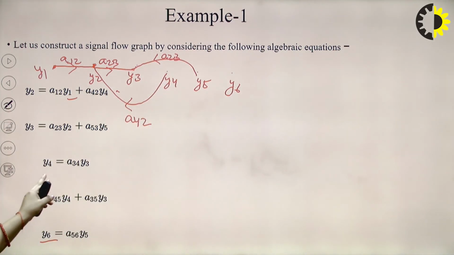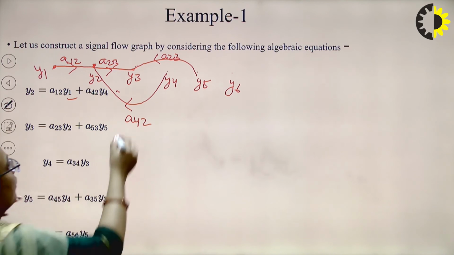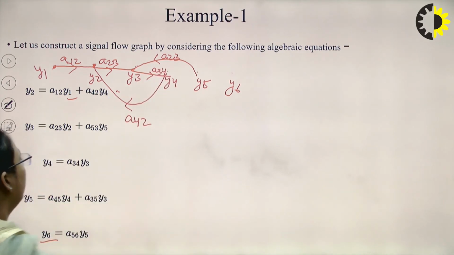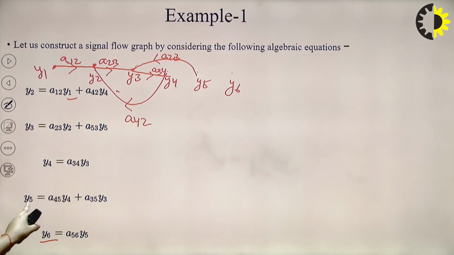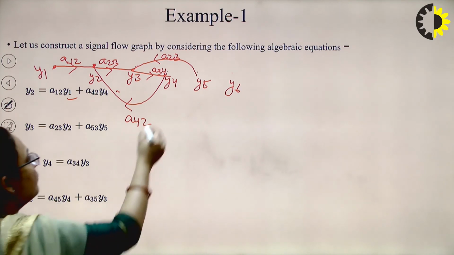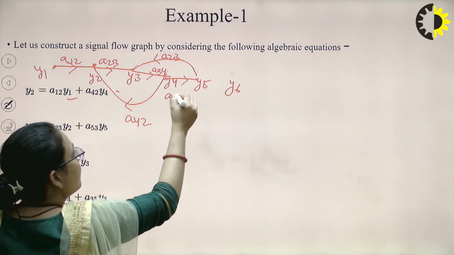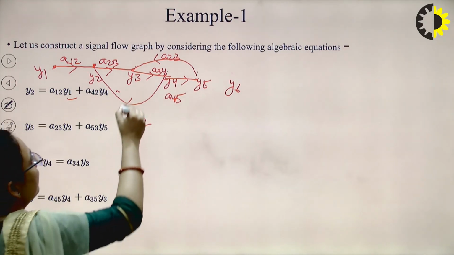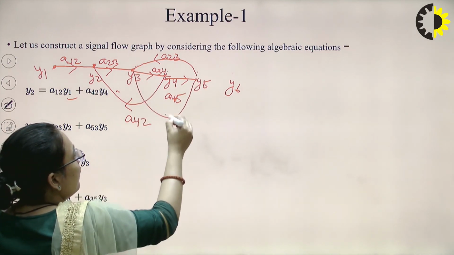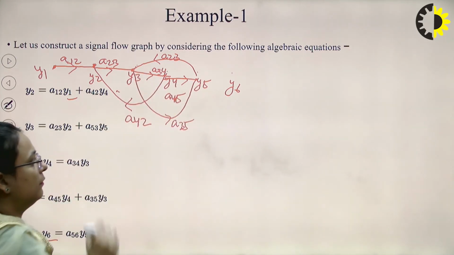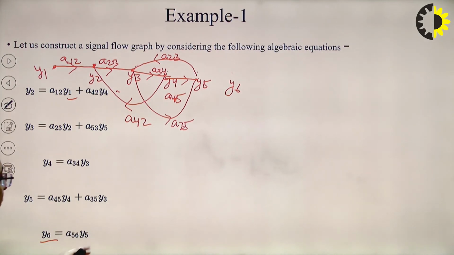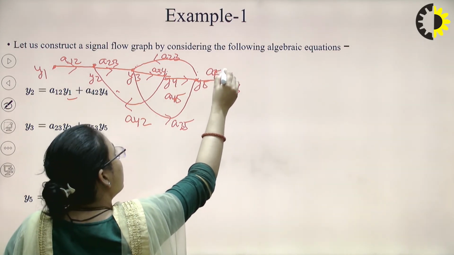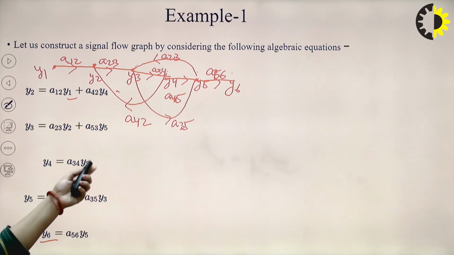Now y4 is connected to y3 with the gain a34, and y5 is connected to y4 with the gain a45. Right, and y5 is also equal to a35 into y3. Now y6 equals a56 into y5. So this is the required SFG.